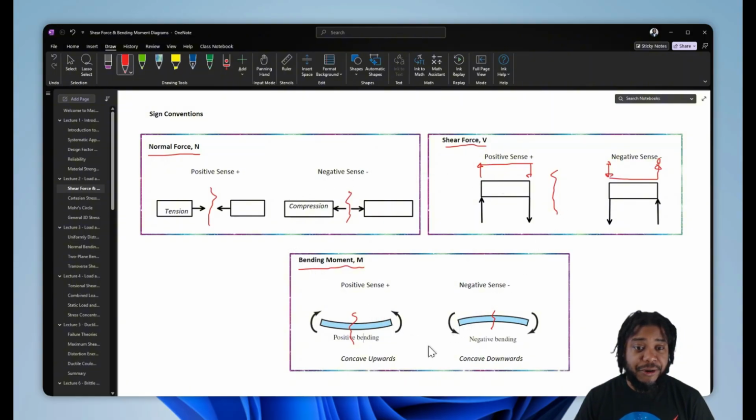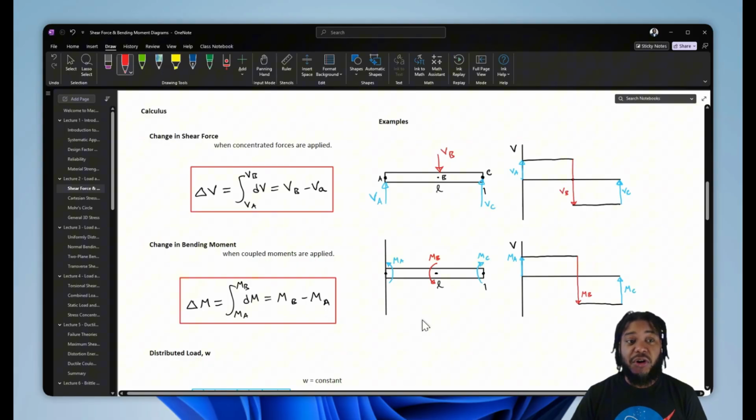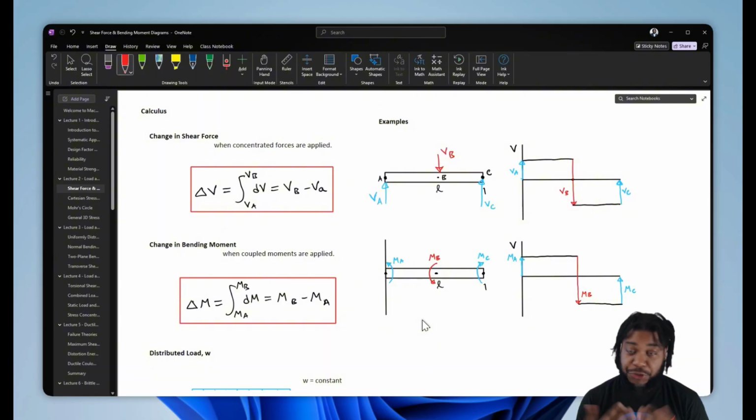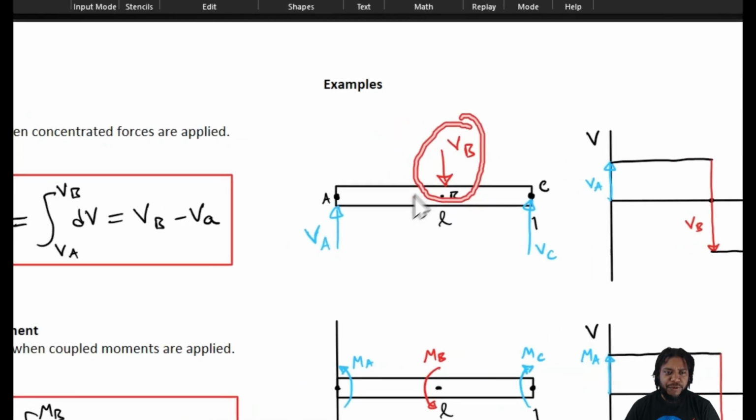So now we've got our sign conventions down. Let's then go into how do we actually solve for our equations. And we'll start with the calculus approach, which is my favorite. I love the calculus approach. For me, it helps me. It's easy to understand. Let's step through it. Let's start with, say that we encounter a concentrated shear force, right?